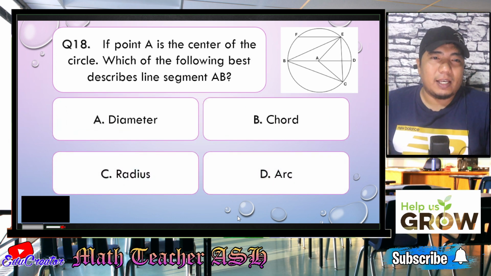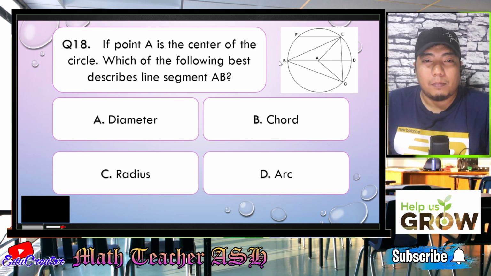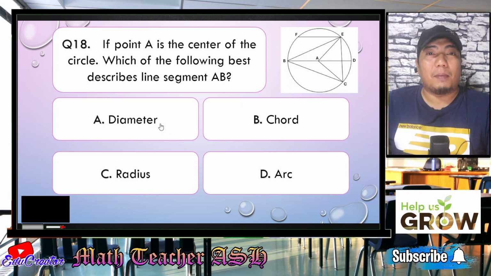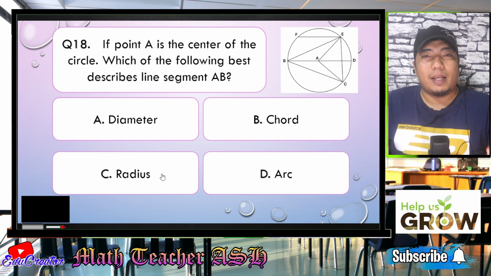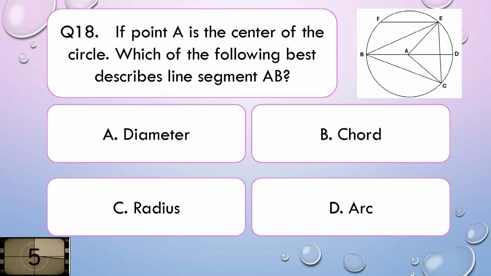If point A is the center of the circle, okay, that's clear. Which of the following best describes line segment AB? AB. Okay, this is the one. Is it A, diameter, B, chord, C, radius, or D, arc? I'll give you 5 seconds to think about your answer.